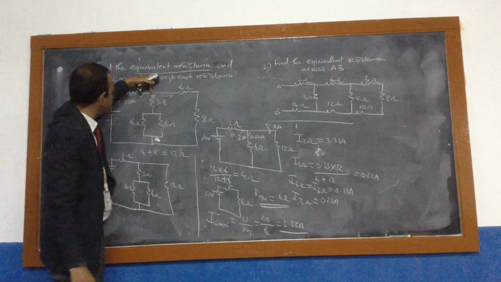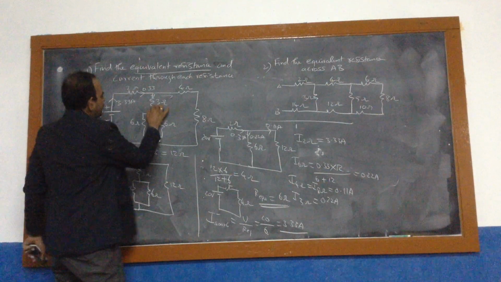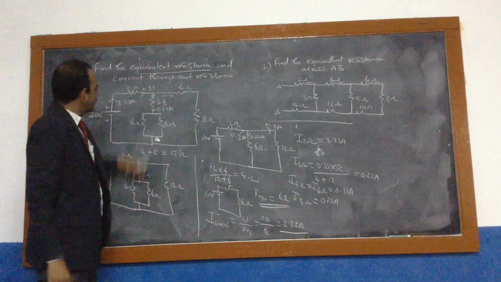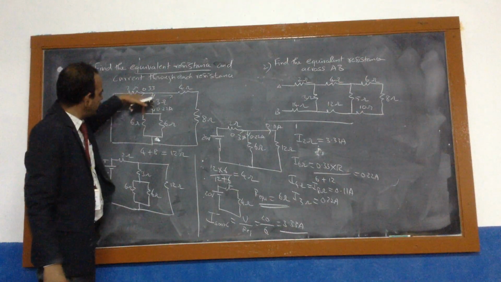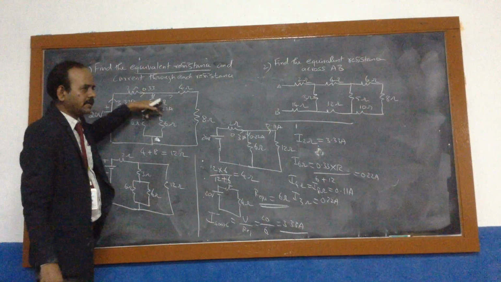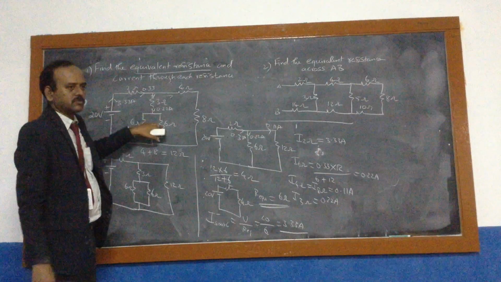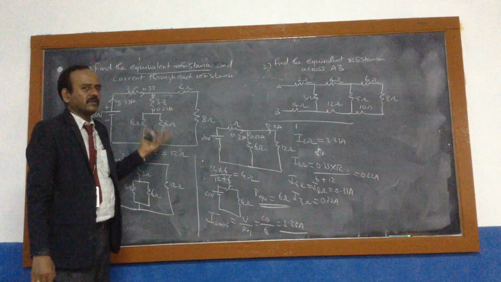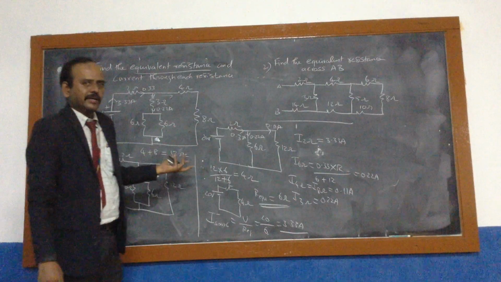So this 0.22 amps is entering here and it will be leaving as 0.22 amps. Again, this 0.22 amps will be divided into each resistance, 6 ohm and 6 ohm. Suppose I want to find the current flowing through each 6 ohm. How can I divide? Again, you can use the current divider.